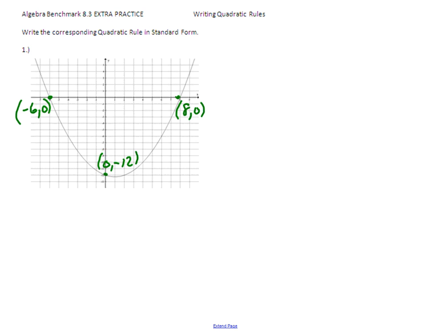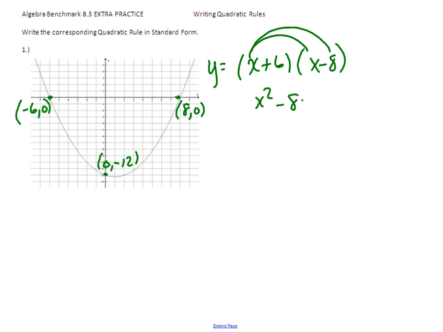Now first we start with those intercepts, and thinking of them as zeros, we want to write the opposite of them, x plus 6 and x minus 8 to start the problem. And just say y equals that. Multiply it out. We don't have to, but this is the way that I think is easier. So minus 8x plus 6x minus 48. Combine the middle terms, we have x squared minus 2x minus 48.